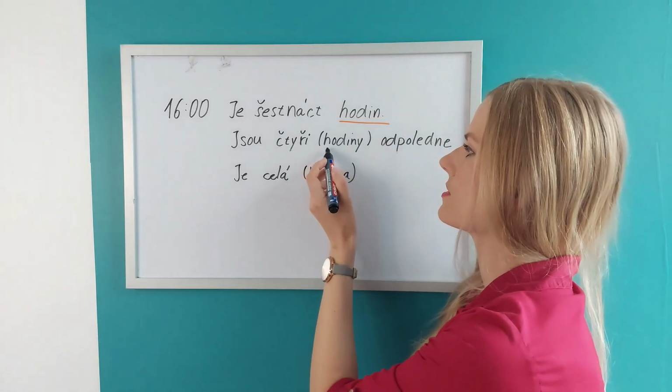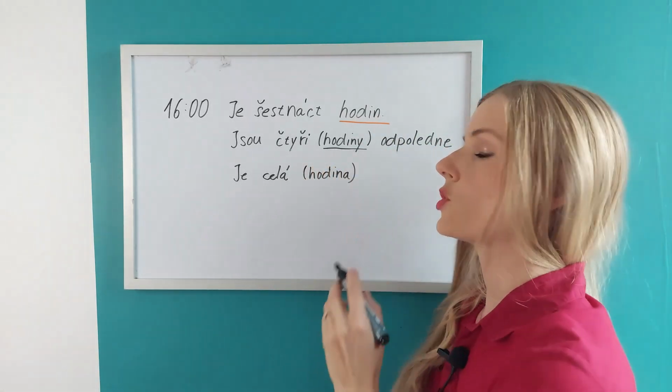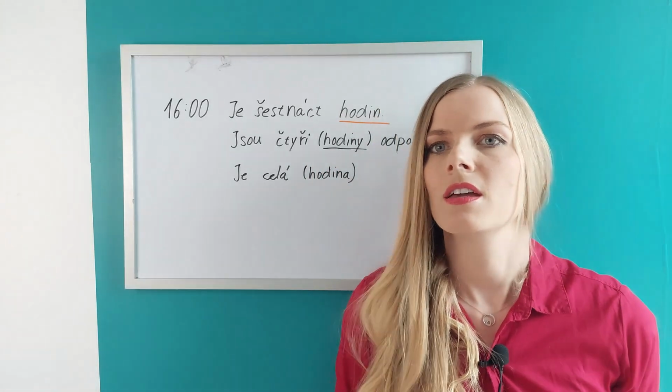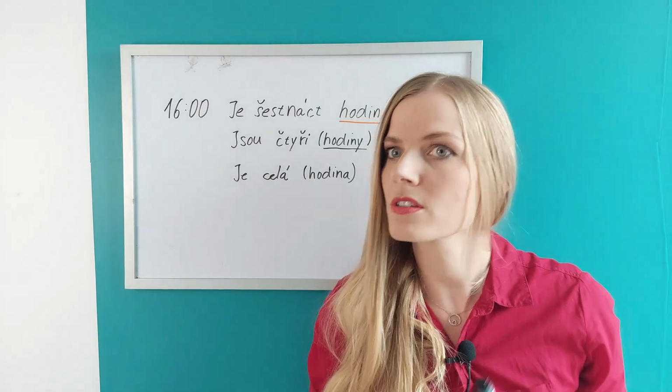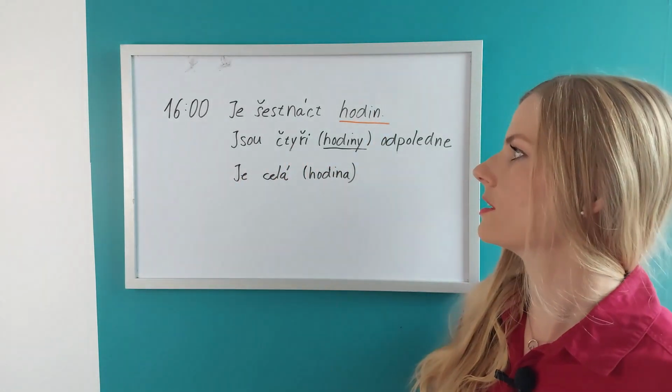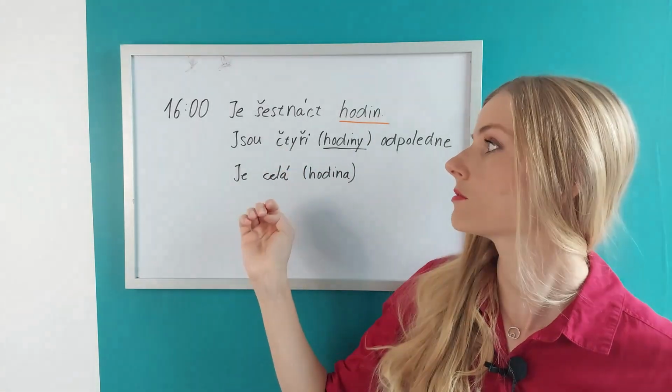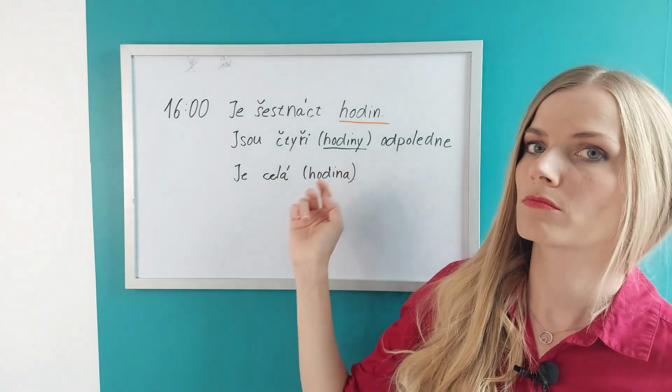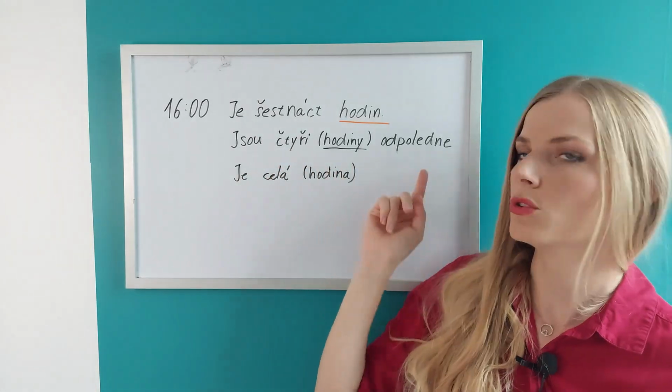You can also notice that here we actually used hodiny because we are saying it is for hours and also the verb is in plural. Jsou 4 hodiny. So you can say jsou 4 hodiny or jsou 4 hodiny odpoledne.